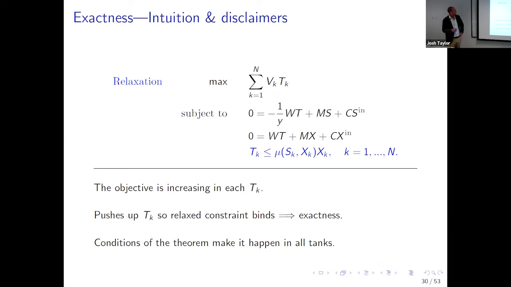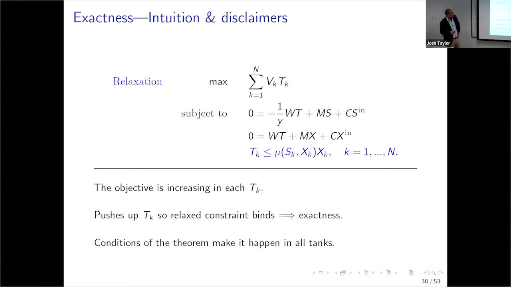Now, let's first come up with some intuition for why exactness is a reasonable thing to hope for, and then I'll give some disclaimers as well. So exactness is quite reasonable to expect because, well, in the objective, we're maximizing T, so we want to push it up. And so why wouldn't this be satisfied with equality? That's going to happen in at least one of the tanks. Probably it's going to happen in most of them, even if it doesn't happen at all.